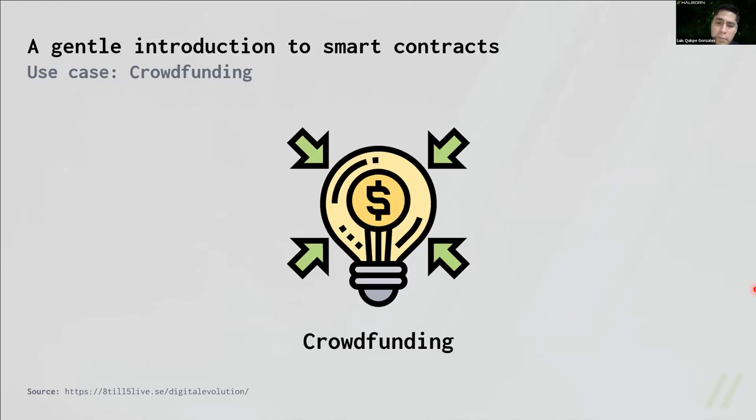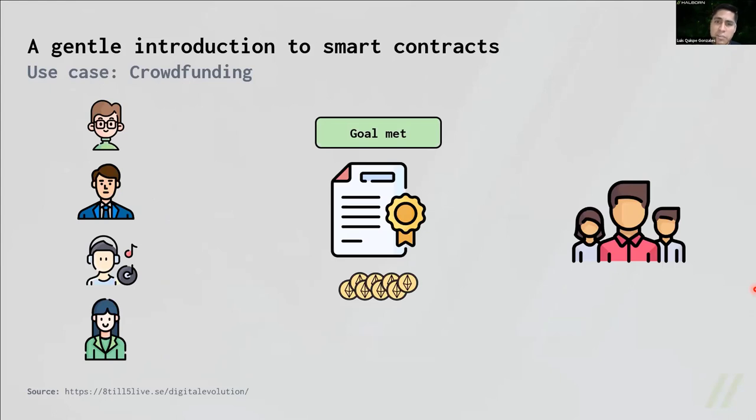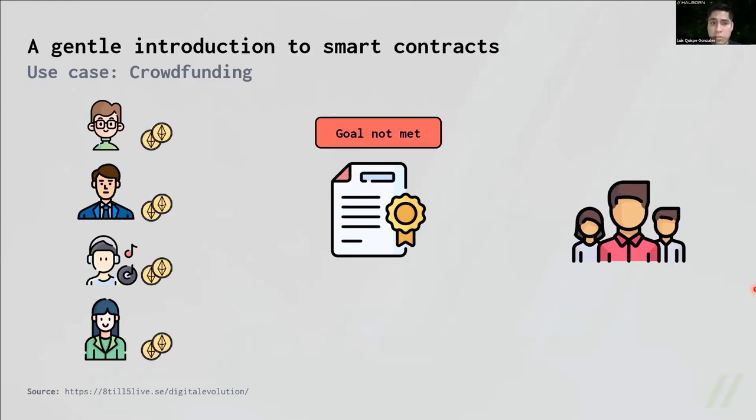If that product team reaches a monetary goal, the money goes to the product team. Otherwise, if you don't get the goal, the money is returned to the supporters. How does it work in the blockchain world? Instead of having a company like Kickstarter, we have a smart contract. The supporters give money to the contract, and the contract verifies if the monetary goal is met. If so, it gives the money to the product team. Otherwise, if the goal is not met, it returns the money to the supporters.